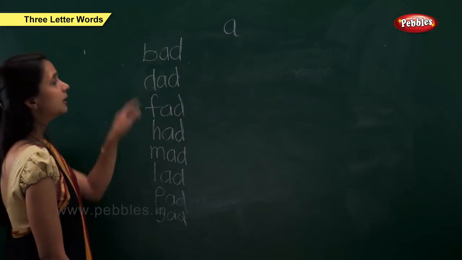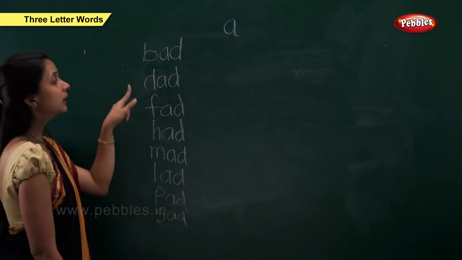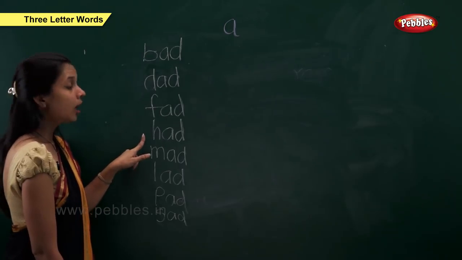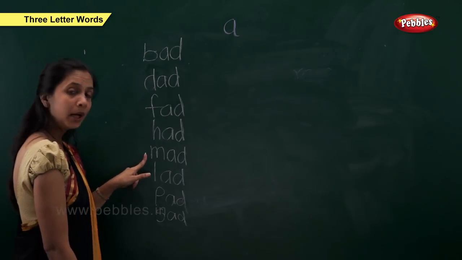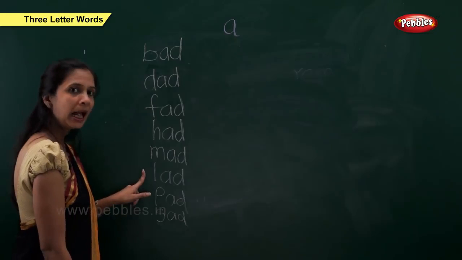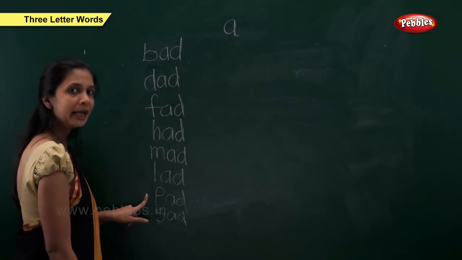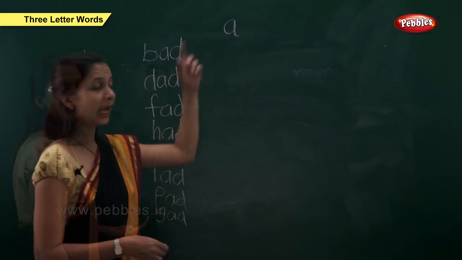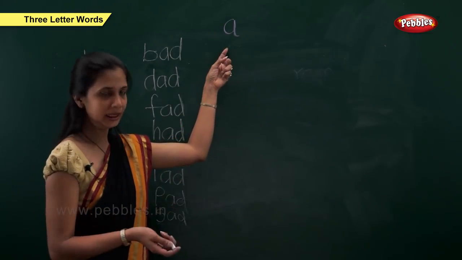Now we will repeat. B, A, D, bad. D, A, D, dad. F, A, D, fad. H, A, D, had. M, A, D, mad. L, A, D, lad. P, A, D, pad. And S, A, D, sad. With the help of A, we can make other three letter words.